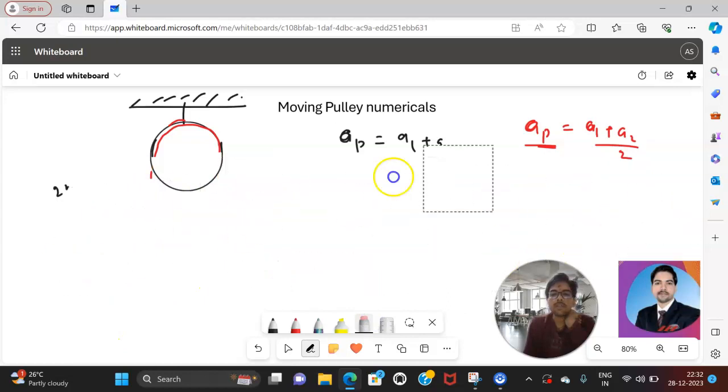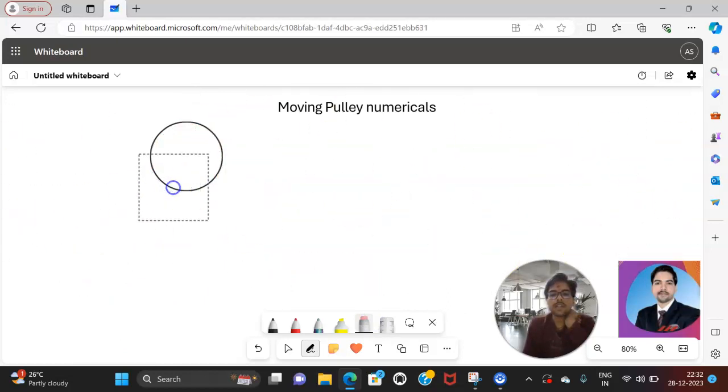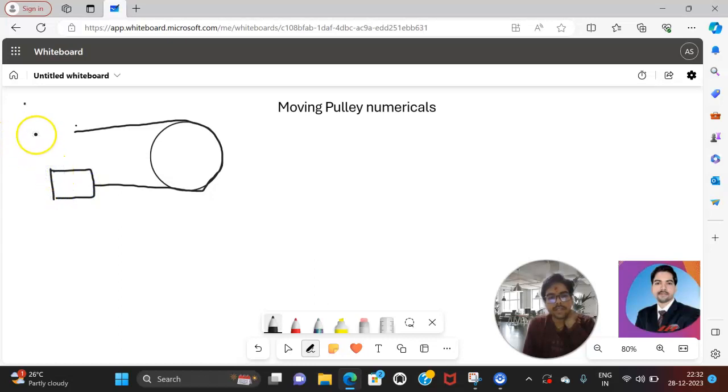So AP equal A1 plus A2 by 2 is a very important relation, and it can solve many problems. If the pulley is not fixed, then only you will use the same concept. Now again, I am giving you one more question. Please try the same question, but here the string is like this. This is the string passing through this pulley. Clear? Like this. And one block is here. Maybe my writing is not good, but don't look at my writing, only see the concept. Here this is this end. This end is fixed.